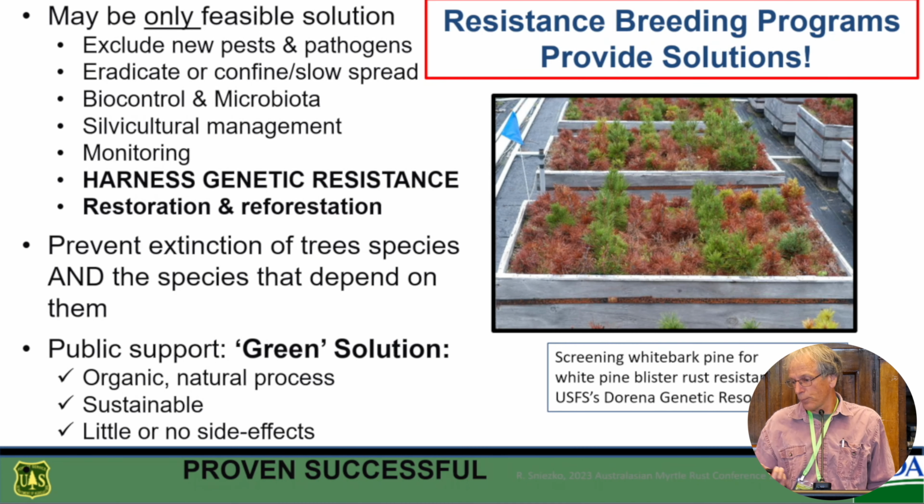So resistance breeding programs may be, in some cases, almost the only feasible solution for keeping a species present. First of all, you want to exclude new pests and pathogens. You want to eradicate if you can. If biocontrol or microbiota can add to that, that's great. Silvicultural management in some cases may help. Monitoring helps you see where these things are going. But if you can harness genetic resistance, it's natural, it's organic, it's what plants and trees have done over eons.